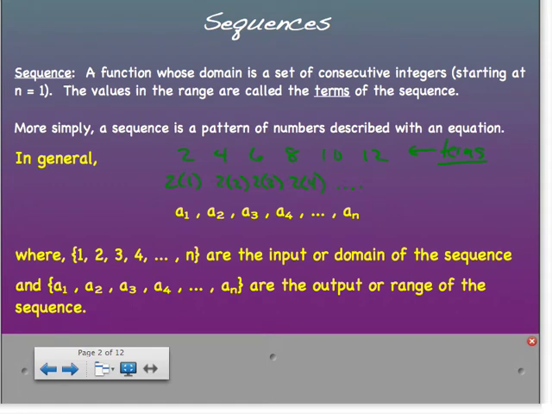You're always going to plug in integers starting at 1, at least for now. And you're going to get out some number, which we call the range or a term, and we're going to signify it as a sub 1, a sub 2. So what do you get when you plug in 1? Well, you get a sub 1. When you plug in 2, what do you get? You get a sub 2. Okay, and so we're going to label them that way to make our life a little bit easier when these things get a little bit more difficult.